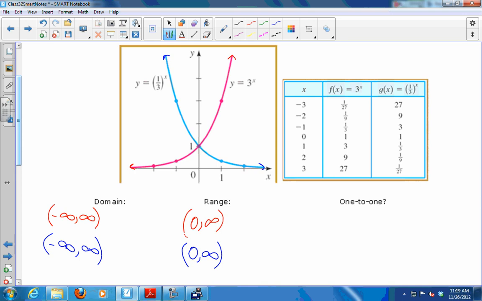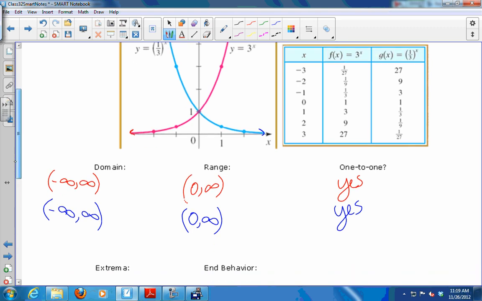Looking at just the red graph, is it 1 to 1? Does it pass the horizontal line test? Yes. How about the blue graph? Yes. So what? What does being 1 to 1 tell us about exponential functions? It has an inverse. Very good. So I know that exponential functions have an inverse. We'll think about what that is another day.